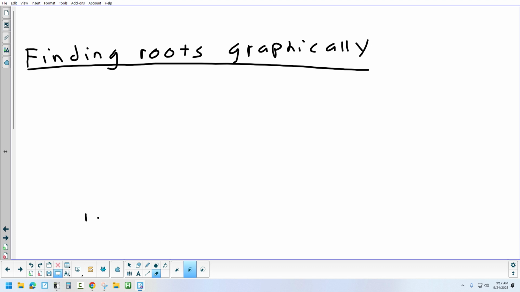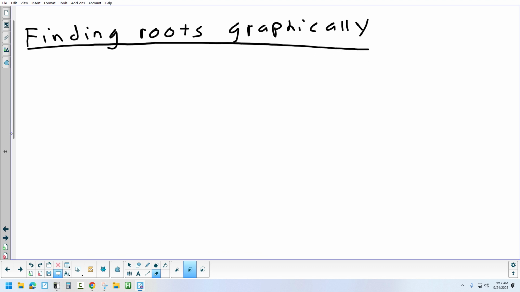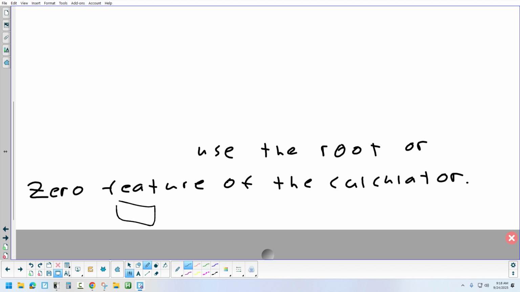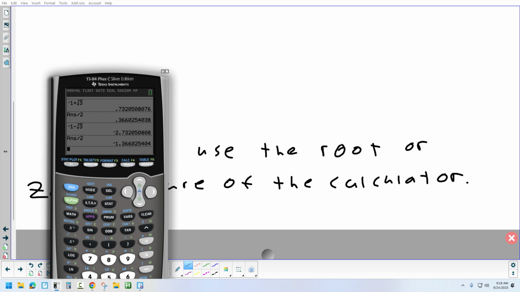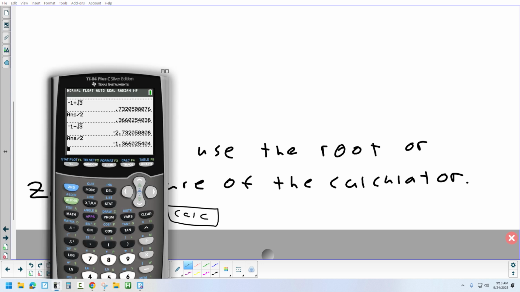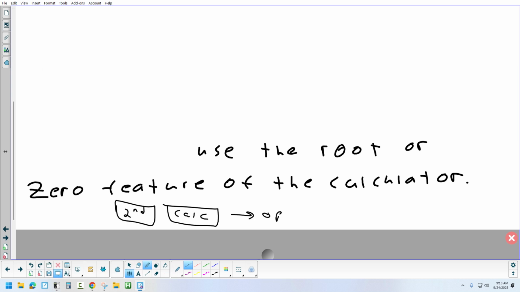Okay, so to find roots graphically, you put that down, and then use the root or zero feature of the calculator. That's the second. I'll just tell you the buttons you press. So you press second, and then you press calc. And on my calculator, it is option 2. Yeah, option 2. If you're using a different kind of calculator, it's possible that it can do the same thing. You might have to find where it is on your calculator.